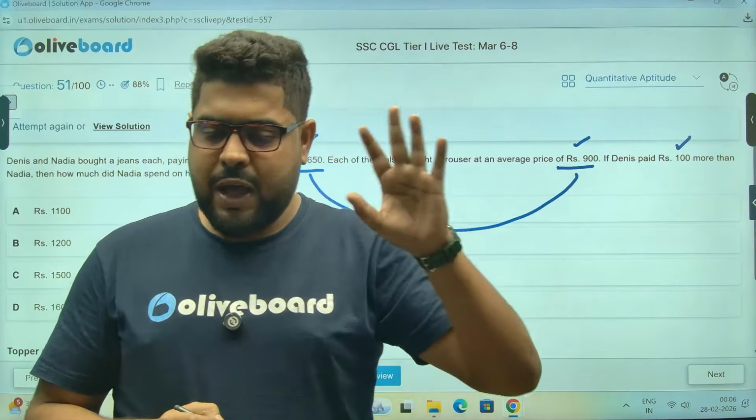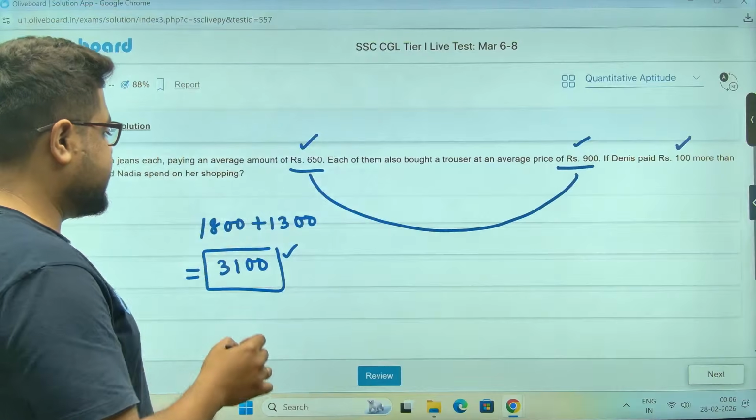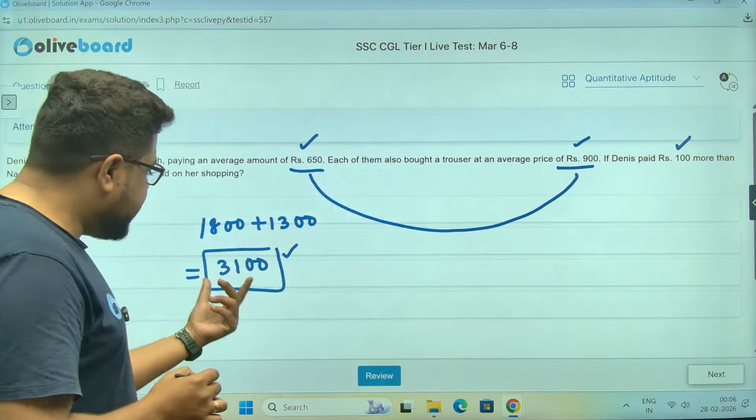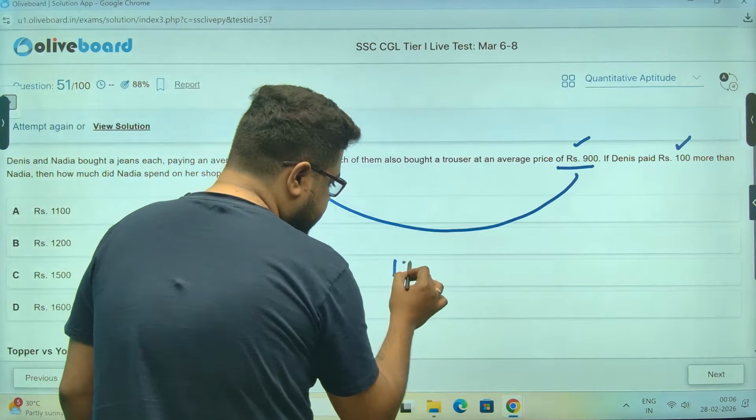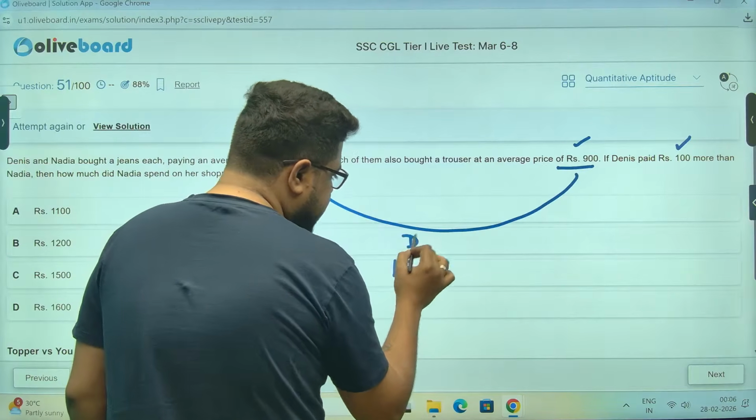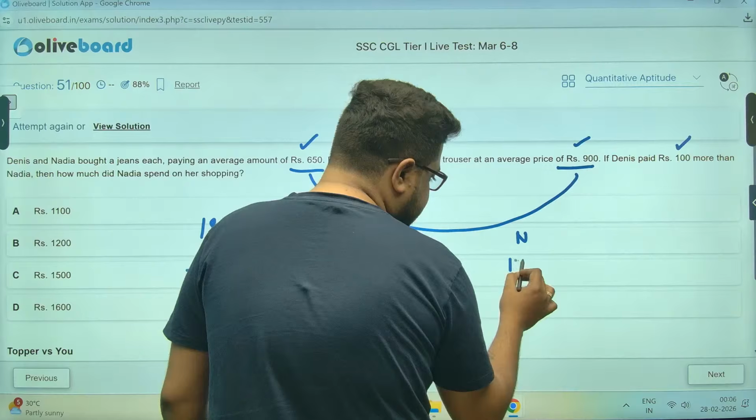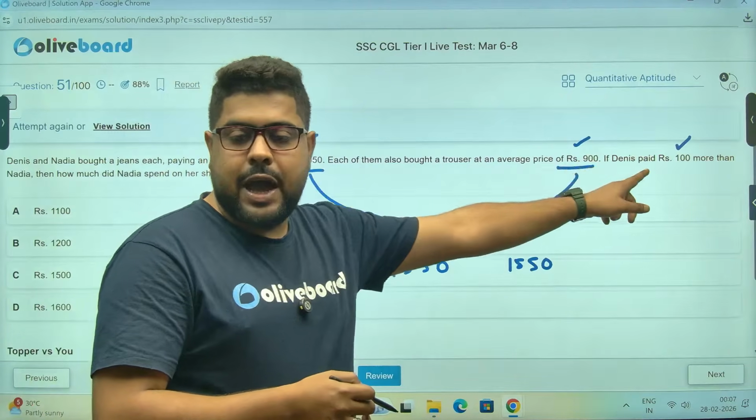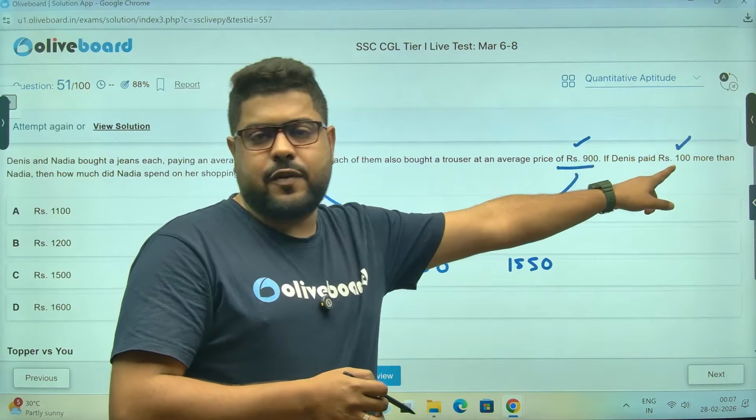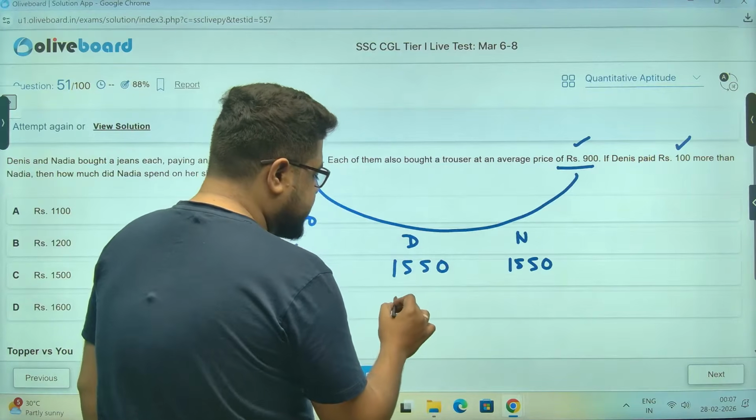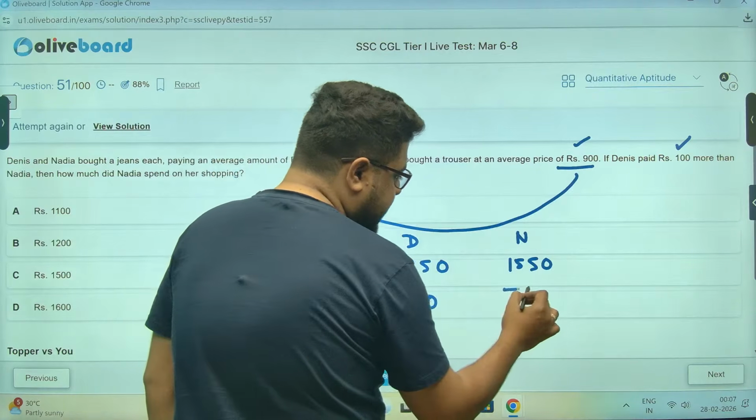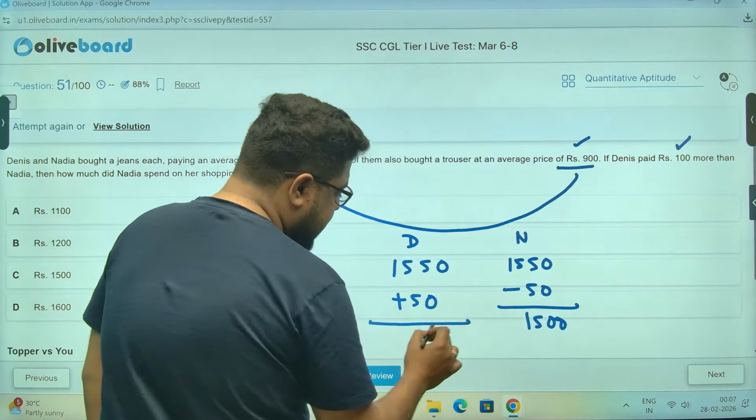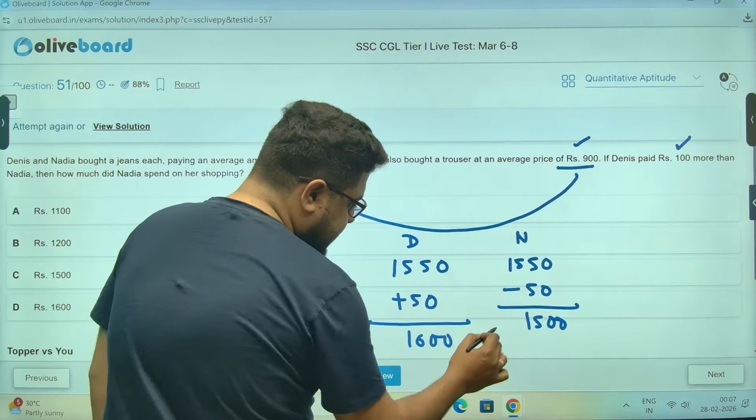Again, let me show you how to divide without making any equations. If they had paid equally, they would have paid 1550 each, for Dennis and for Nadia. But that is not the case. Dennis has paid 100 more. Make half of that, add it to Dennis and subtract it from Nadia. So Nadia has paid 1500 and Dennis has paid 1600. That's my answer.